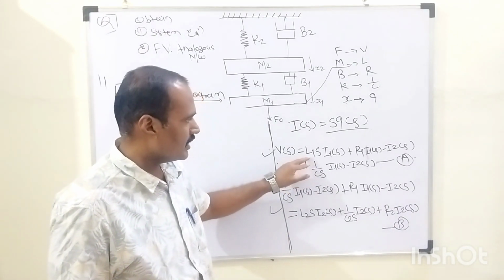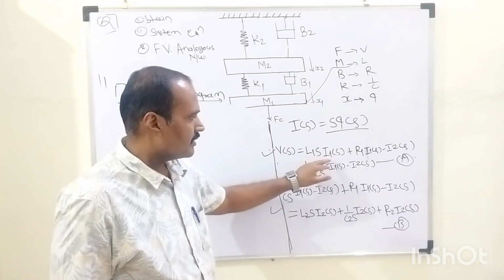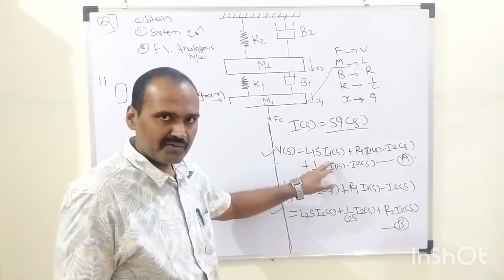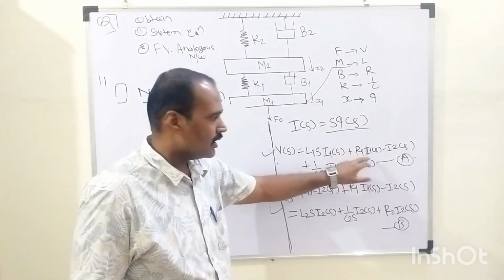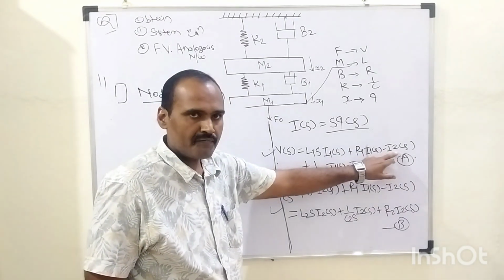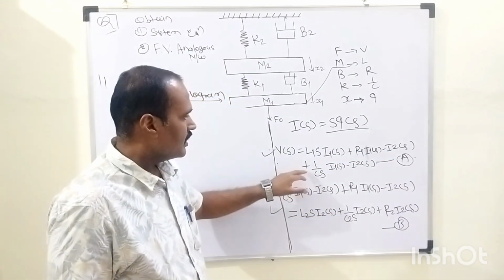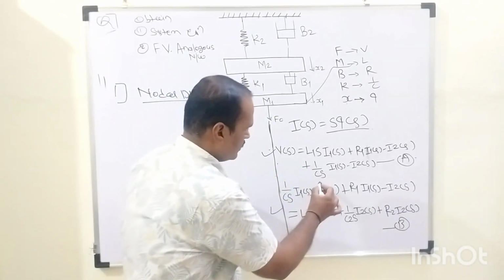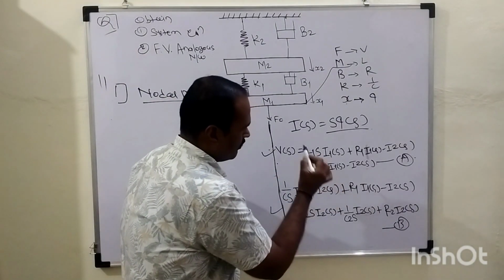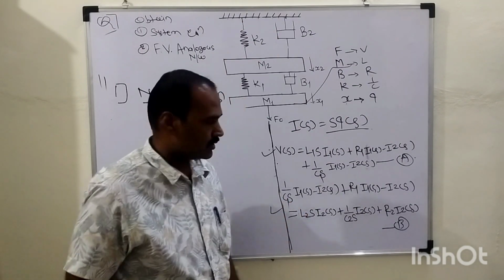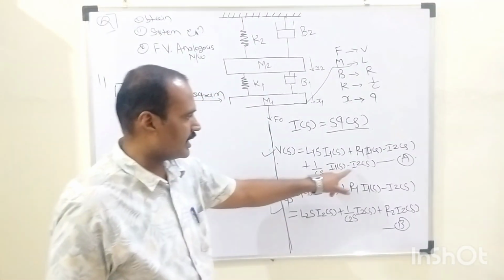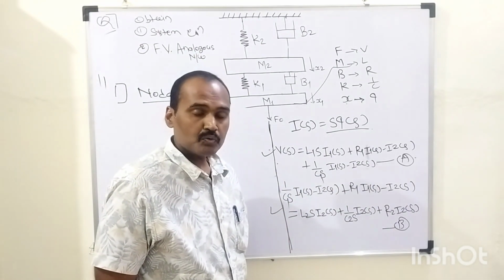Here the coefficient of L1 is nothing but what? Which current are we having? S times I1 of S, right? The coefficient of R1 is nothing but what? I1 minus I2 of S. The coefficient of it is 1 over which C are we having? 1 over C1. Here also 1 over C1 we are having. The coefficient of 1 over C1 is I1 of S minus I2 of S.